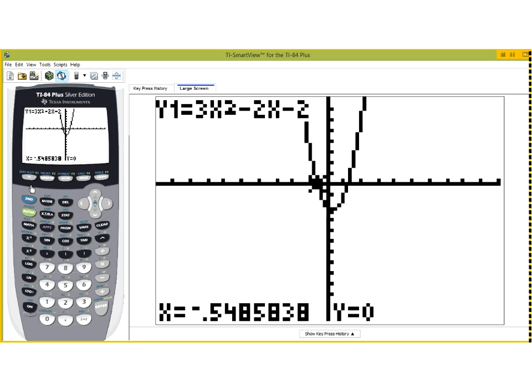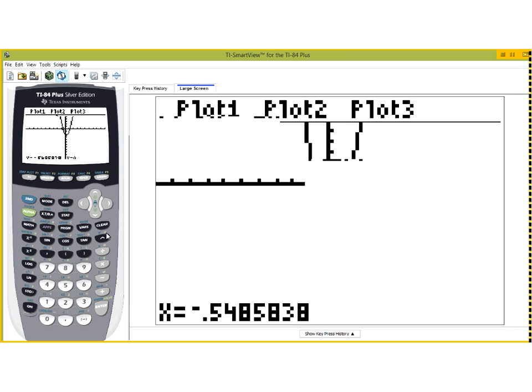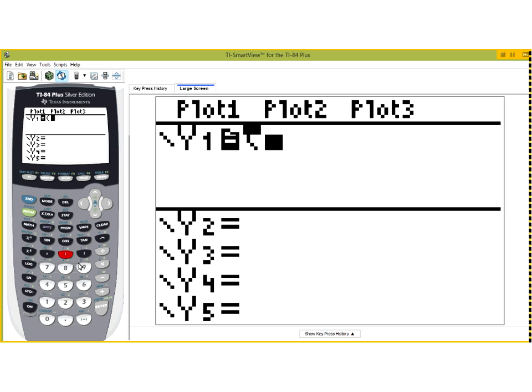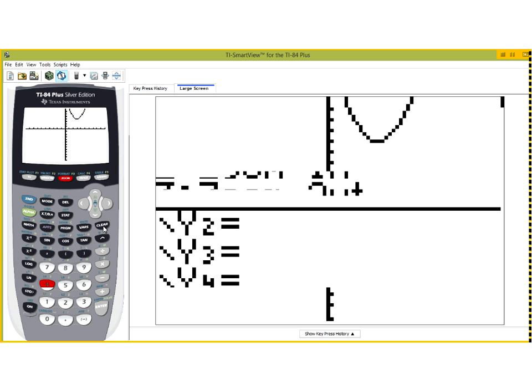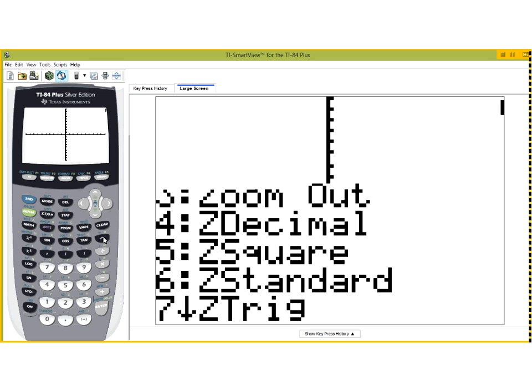We are going to verify this in our calculators. Okay, so we put in the function (x minus 3) squared plus 4, and graph. Okay, that's kind of weird. I'm going to do the zoom standard.